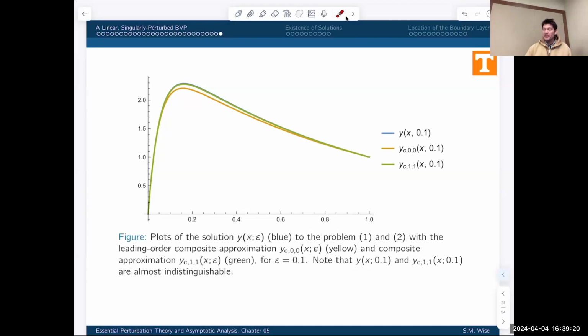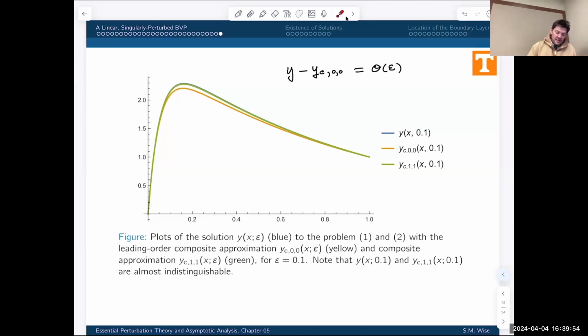So it's a very good approximation. Okay, so the 1-1 match, or 1-1 composite solution, should do better than the 0-0. In fact, this is generally the case. What we want to show generically is that if I do y minus yc, let's say 0-0 to start with, I can just write it like this, and this is going to be order epsilon.